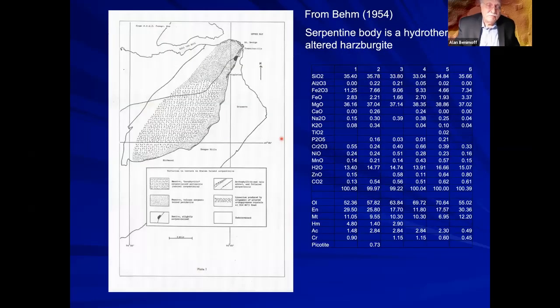A fellow named Bain was the first to work on this, and he noted that it was an olivine and OPX type of rock that was hydrothermally altered to the serpentinite here, and here's some of his work. I have new data on this. I've been working on this, and I've analyzed a lot more rocks.